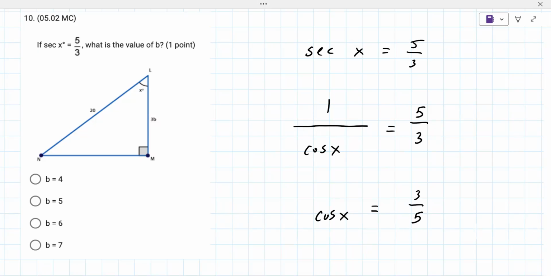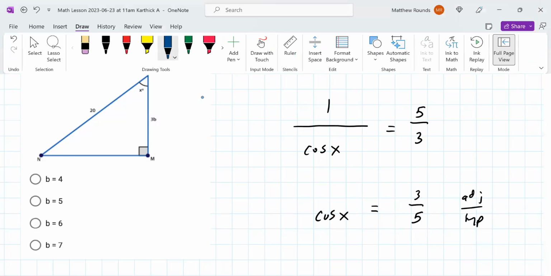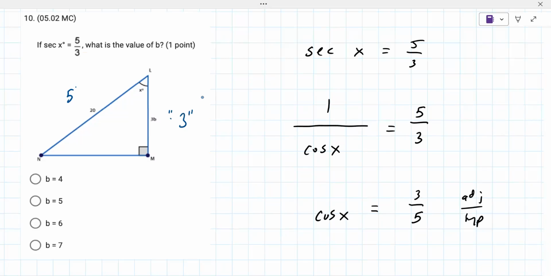Then it becomes cosine over 1. Okay, so now the cosine x is the adjacent over the hypotenuse. And sometimes what you do here is you label the sides, like this is the 3 side and this is the 5 side. Is that clear? Yeah. Okay.